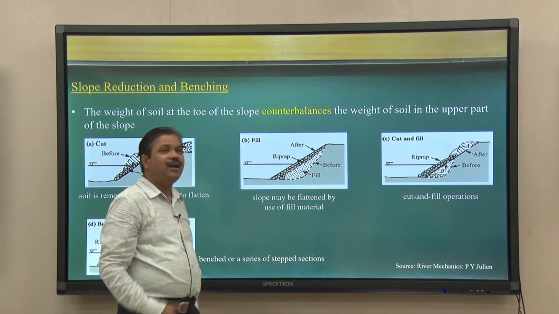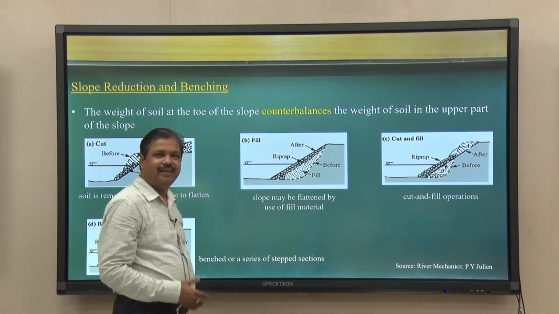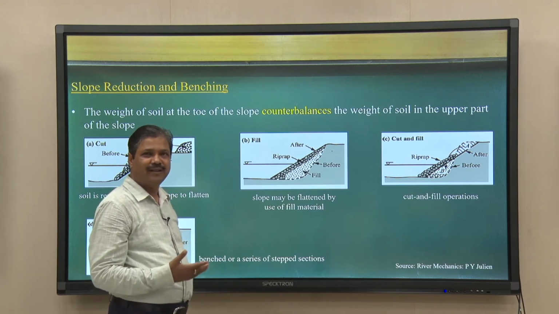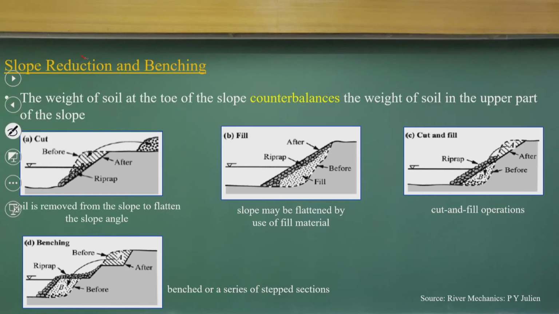Now, let us look at the very basic engineering things we can do. The basic concept is that you change the slope. You reduce the bed slope. That is what is called slope reduction, or the benching process. It is a very simple thing.